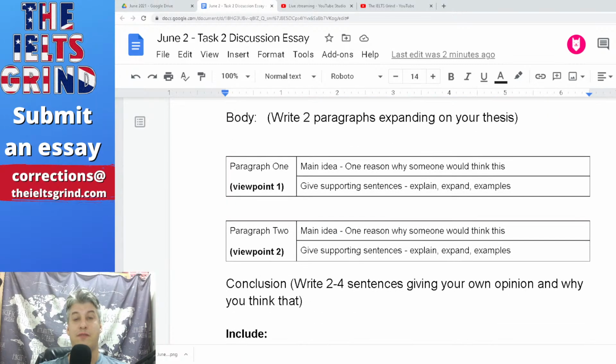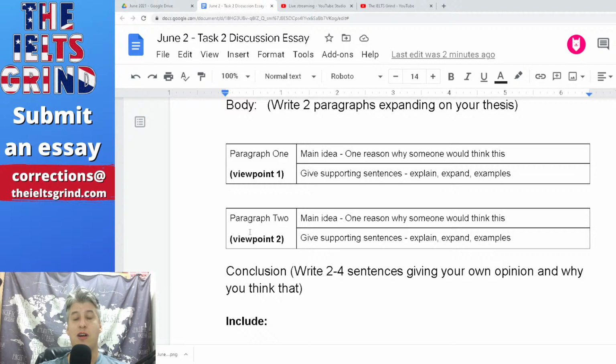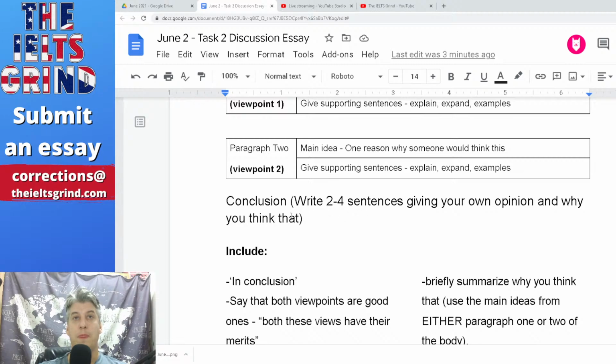In the body of the essay for this type, in one of the body paragraphs, you write about the first view, giving at least one reason that somebody thinks that. Not why you think it, but why somebody else does. And always give supporting sentences where you explain, expand, and give examples. The second paragraph in the body is almost the same, but for the second viewpoint. Main idea, explain, expand, and give examples. And conclusion, write 2 to 4 sentences, giving your own opinion and why you think that.